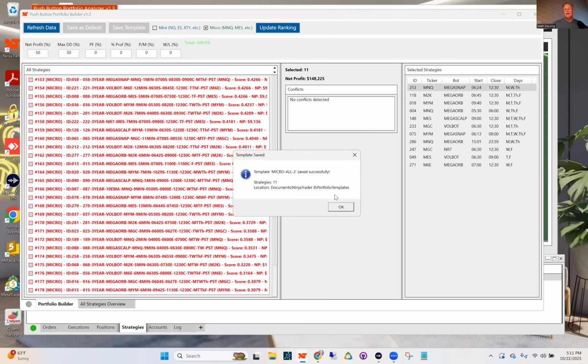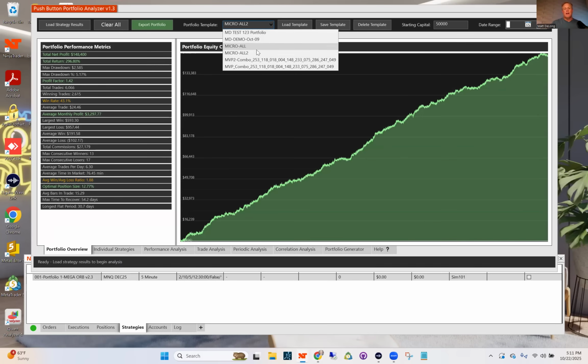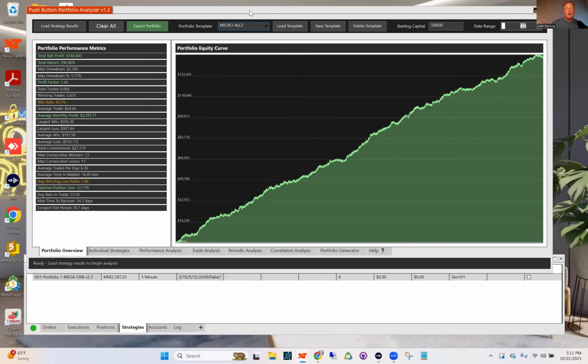Now, keep in mind, it's going to save this template, and so I can shift to my next tool, and we can do some cool analysis, okay? You guys ready? So what I'm going to do is I'm going to shift in here. We're going to pull up our micro all 2, and what we're looking at now is the tool that we've built. Again, all of these tools are 100% resident inside of NinjaTrader, okay?